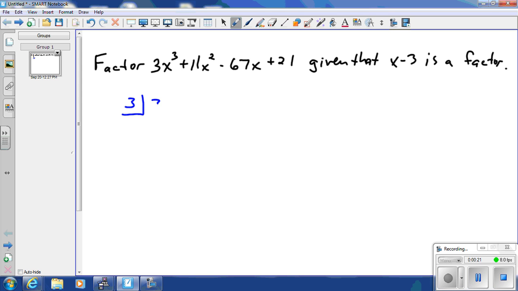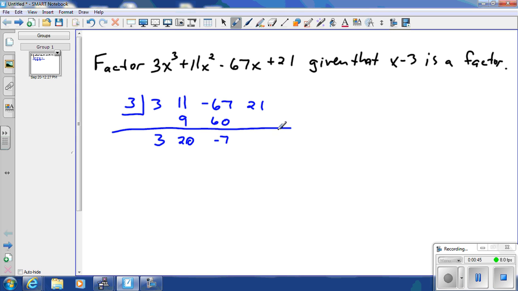So I have 3x cubed, I have 11x squared, I have negative 67x, and I have the positive 21 constant. So our synthetic division, we should get a remainder of 0 here. This makes 20 when I add. 3 times 20 would give me 60. Add that, I get negative 7. Multiply, negative 21. Add, we get 0. So that's good. We have a remainder of 0, which is what we had expected. Then this is the constant, the x squared. So this is 3x squared plus 20x minus 7.